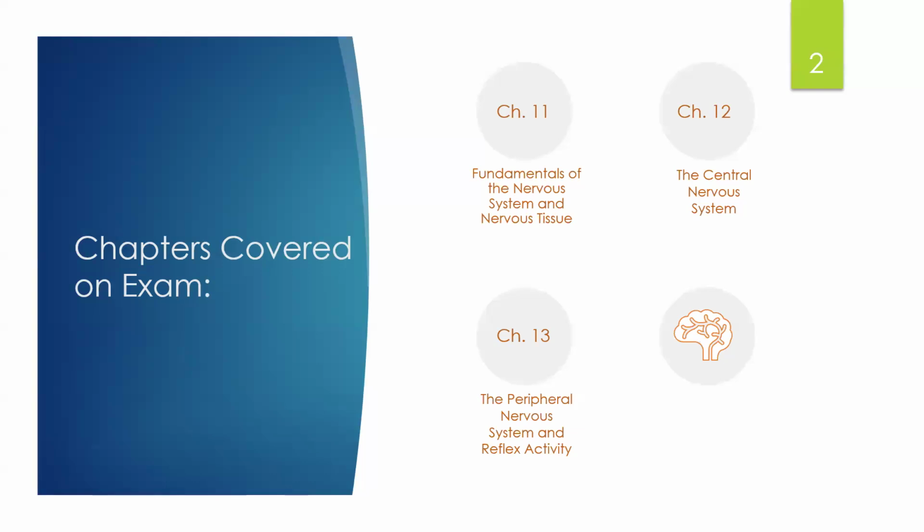So lecture exam 4 goes over 3 chapters. It's going to be chapter 11, Fundamentals of the Nervous System and Nervous Tissue, chapter 12, the Central Nervous System, and then chapter 13, Peripheral Nervous System and Reflex Activity. Chapter 12 is a lot of anatomy, so that's a lot more lab-based, and today we're only covering lecture stuff. With chapter 12, you need to know a lot of the structures by sight, but more specifically for the lecture, you're going to want to know the specific parts or functions that those structures do.